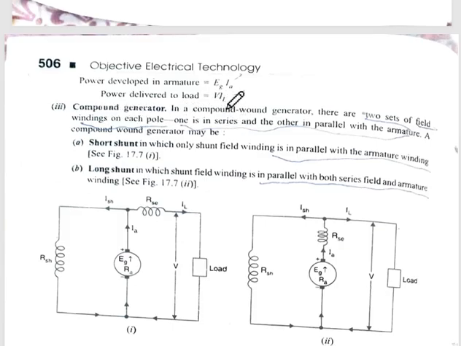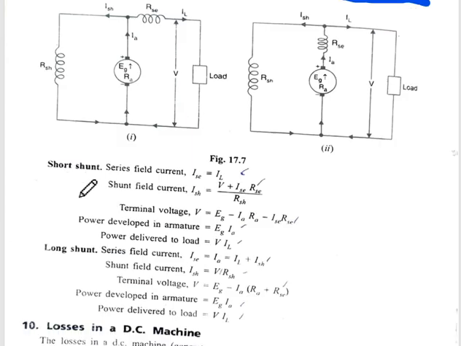Compound generator. In the compound wound generator, there are two sets of field winding on each pole. One is in series and the other is in parallel with armature. Short shunt, in which only the shunt field winding is in parallel with the armature winding. Long shunt, in which shunt field winding is in parallel with both series field and armature winding.